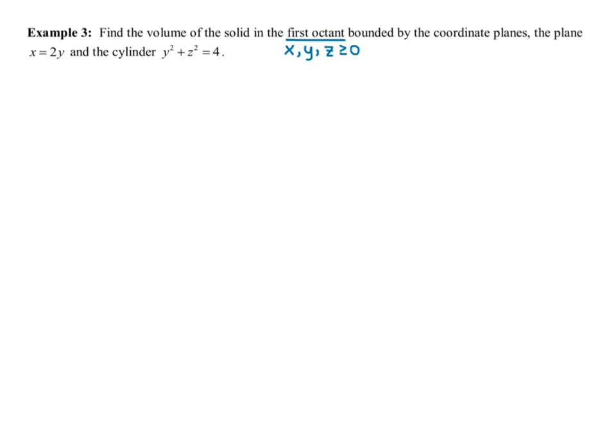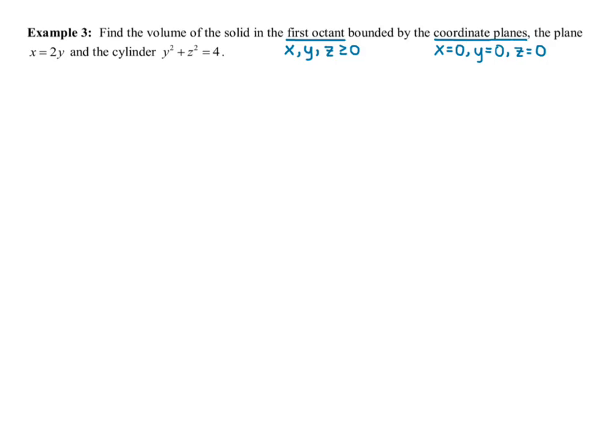Recall that the first octant is where x, y, and z are all greater than or equal to 0. The coordinate planes refer to the planes x equals 0, y equals 0, and z equals 0.